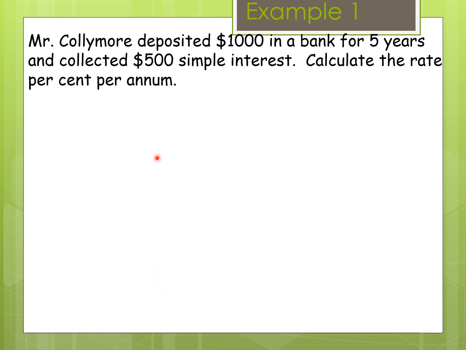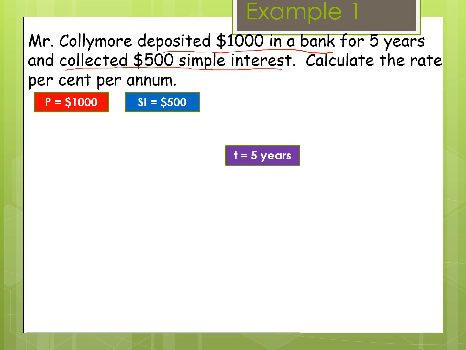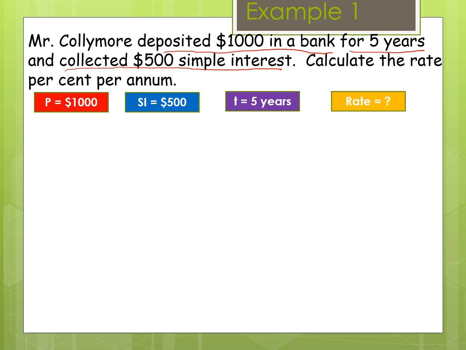Here we have example 1. We're asked to calculate the rate. It says Mr. Collymore deposited $1,000 in a bank for 5 years and collected $500 simple interest. Calculate the rate % per annum. So let's identify what we know. The principal is $1,000. He deposited $1,000 in the bank. The simple interest, he collected $500 simple interest, and it was for 5 years, but we don't know the rate.